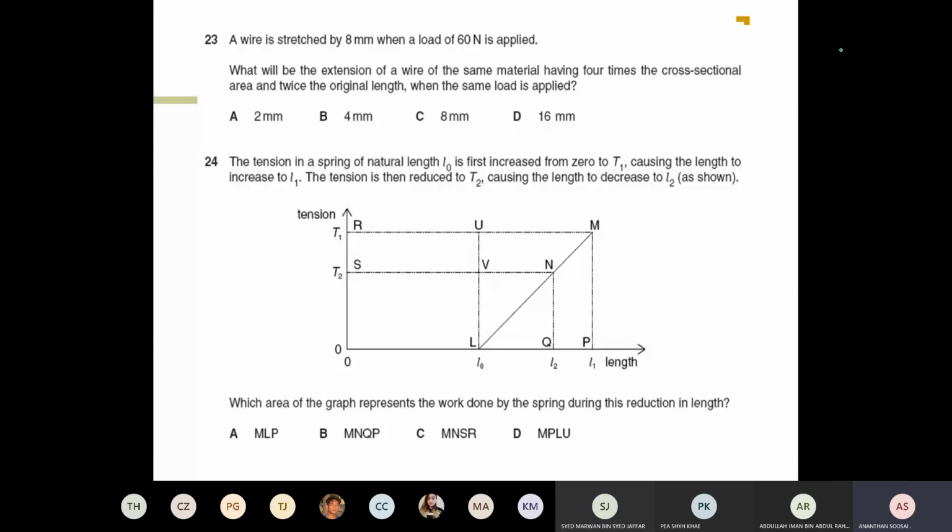This style of question is very common in past years. The length is doubled, the area becomes half. What is the new extension? Very common. So better adapt to this style of question.